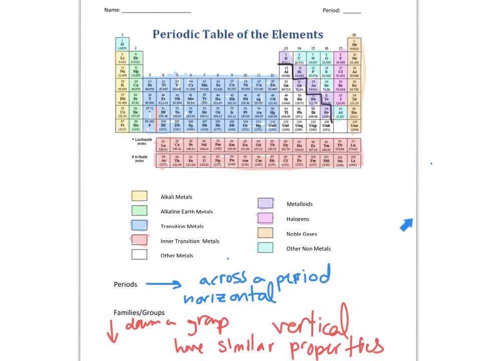All right, that is it for coloring. The next video you're going to watch is going to be going over the properties of the different groups or families in the periodic table.